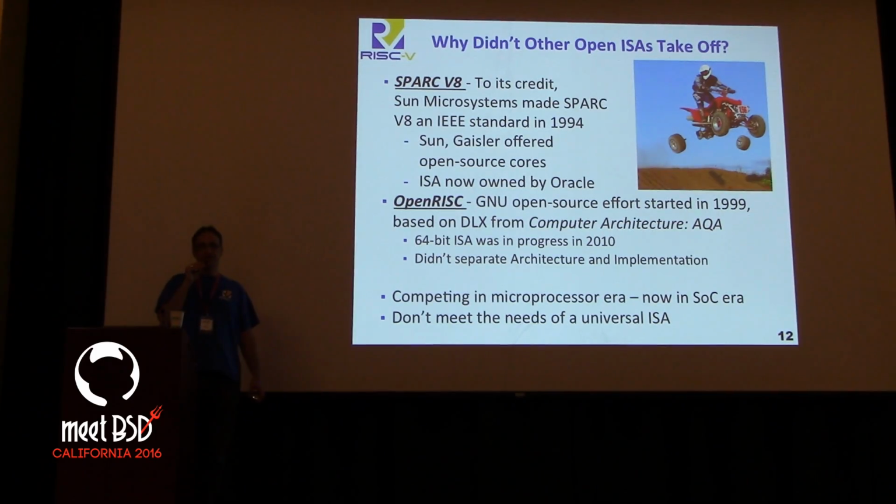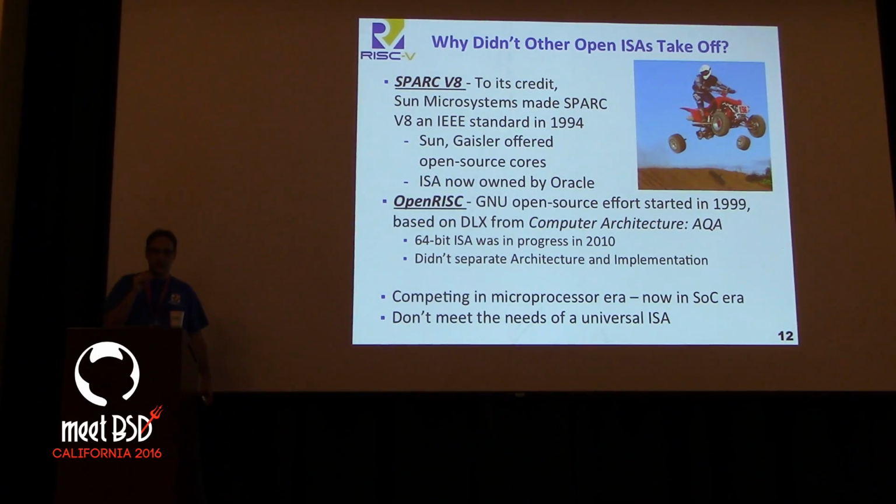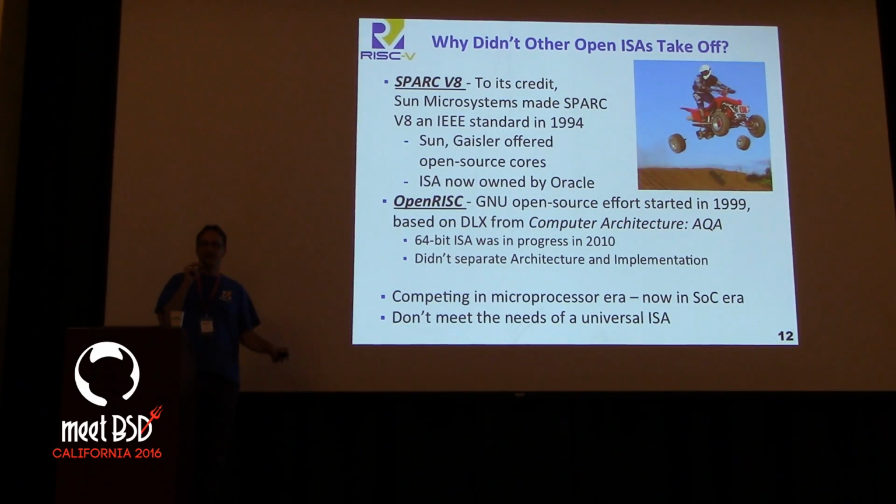OpenRISC was an interesting project. This was a bunch of Slovenian undergraduates who took the DLX design from Dave and John Hennessy's computer architecture book and basically typed it into Verilog and made that available. We looked at that when we started this project, and it had some traction, but it kind of fizzled out, and it wasn't a lot of technical failings in the design, and they hadn't really separated architecture from implementation. So we didn't really like that design, so we decided to do our own thing. But that was something along the same lines.